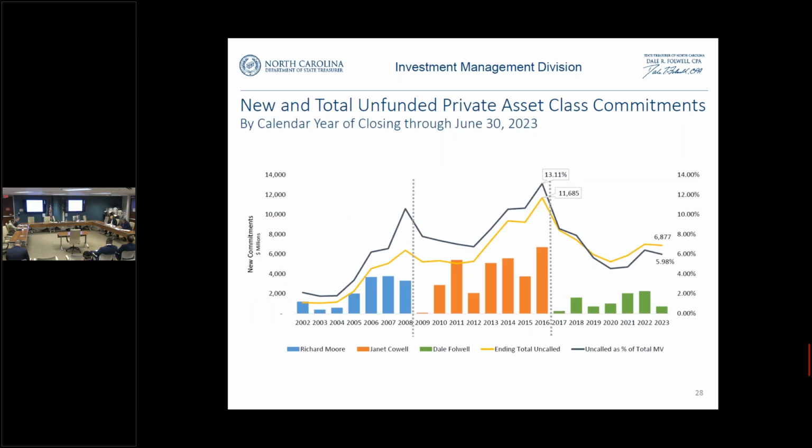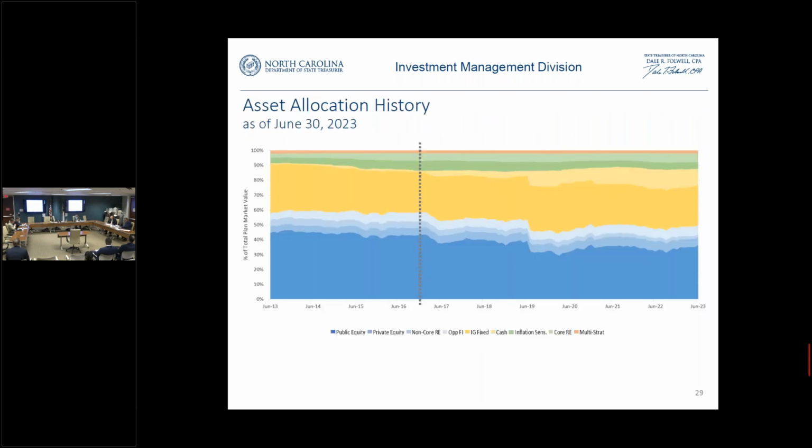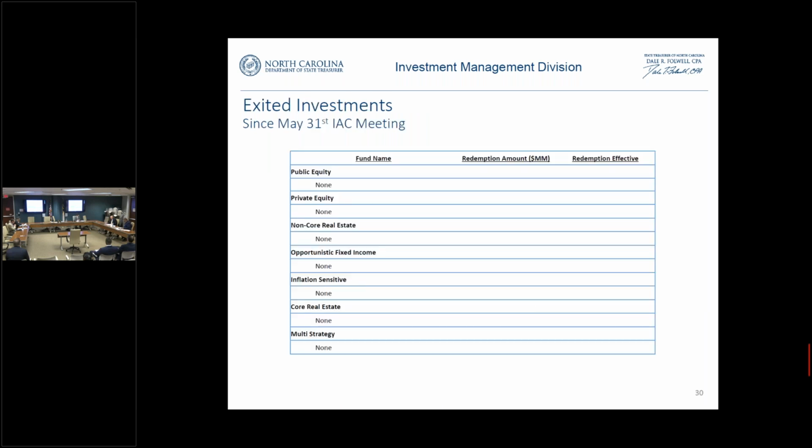On the next page, on slide 28, historical numbers here on where we are on total unfunded. And you can see the 6.8 that we mentioned on the last page, and that represents, as a percentage of the market value, 5.90%. That number was 6.2% when we sat down last time. Nothing really new on 29. That's just what it is there. On page 30, exited investments, we have nothing new to report since the last meeting.